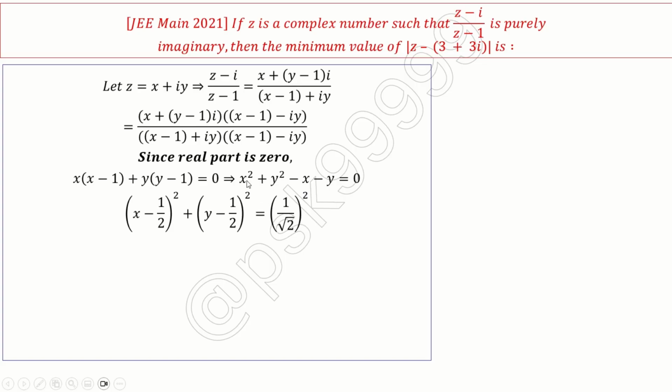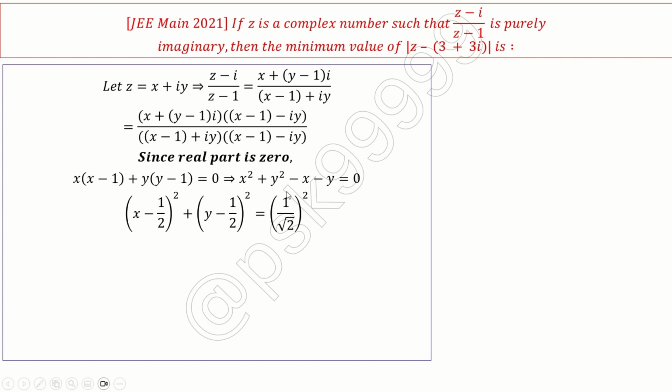Okay, how did I do it? X square minus x. Here minus x is there, so I am doing (x minus some a) whole square. What is that? A is half. So (x minus 1/2) whole square, I'll get x square minus x, plus (1 by 2) whole square.